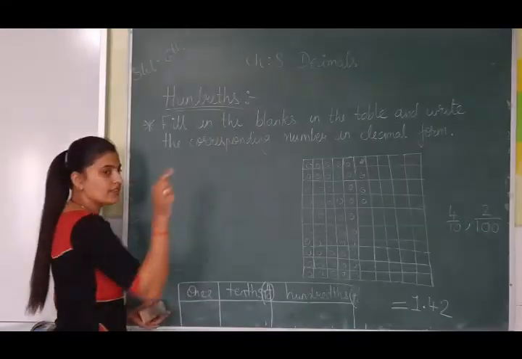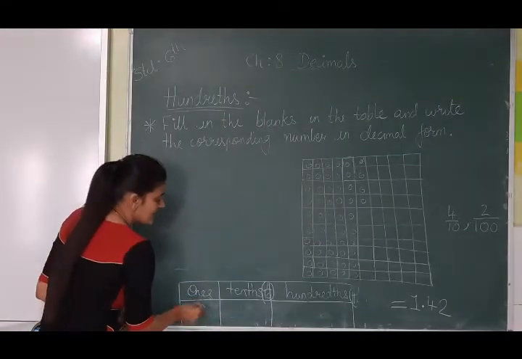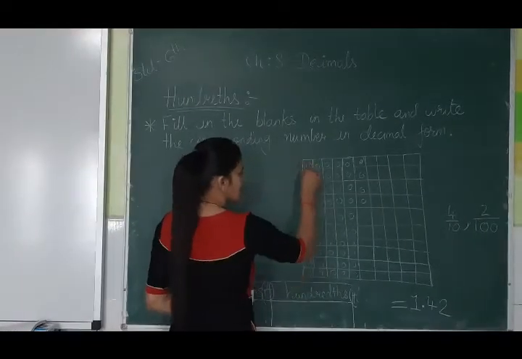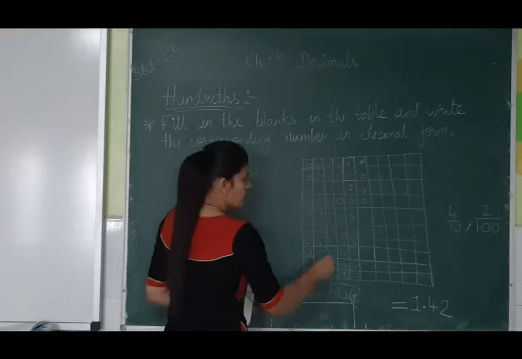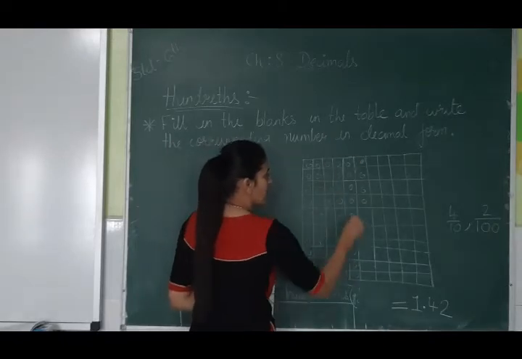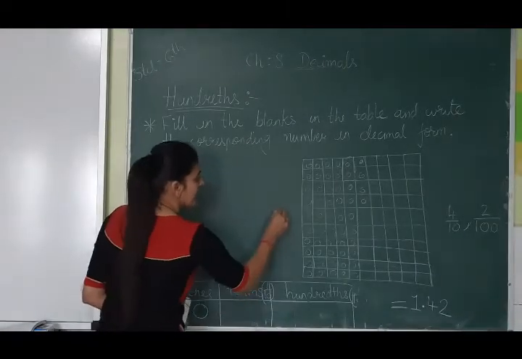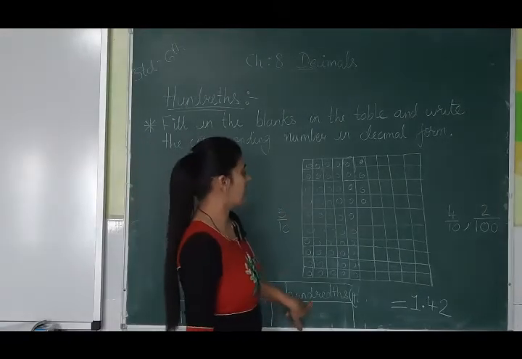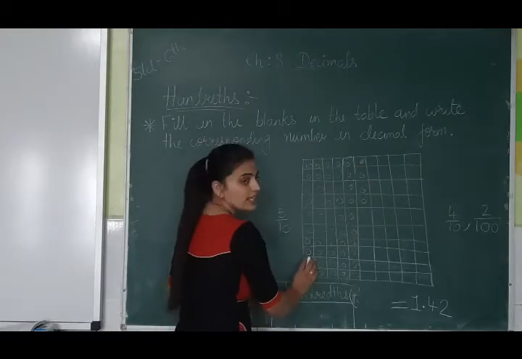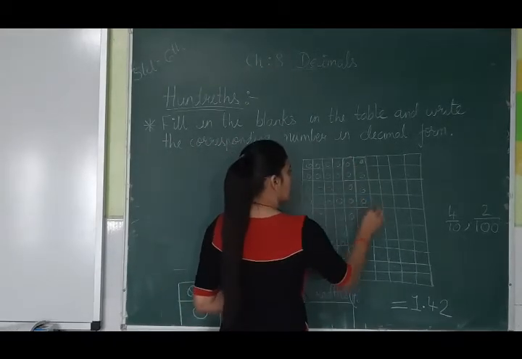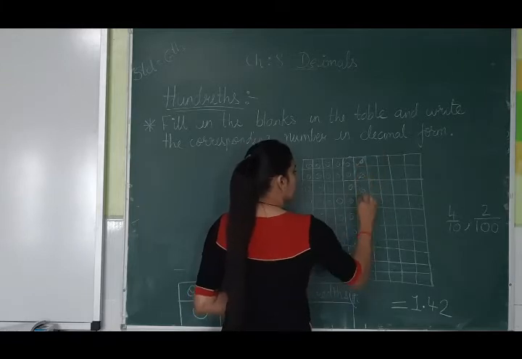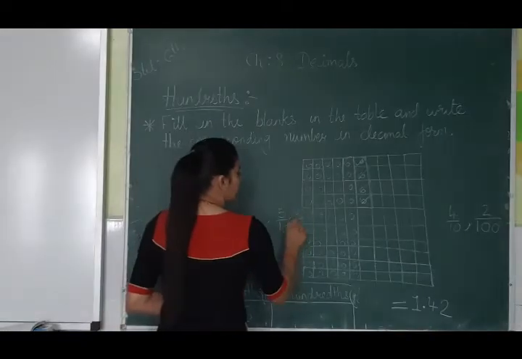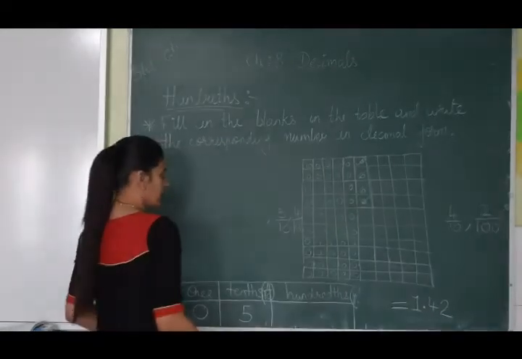Because no block is given, you will write 0 at the ones place. Now at the tens place, how many 10 blocks are there? 1, 2, 3, 4 and 5. So at tens it will be 5 by 10, so here 5. Now about hundreds, out of 100, this 5 we have already written. How many are left? 1, 2, 3, 4 are left. That 4 we will write over here, 4 by 100. Out of 100, only 4 are shaded.